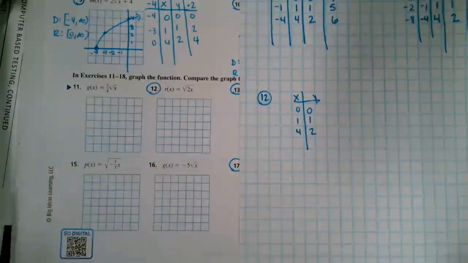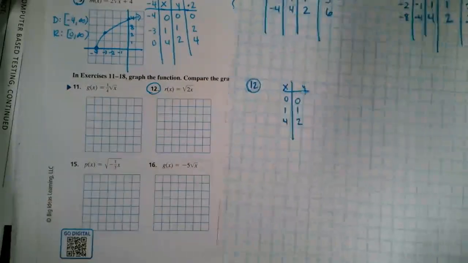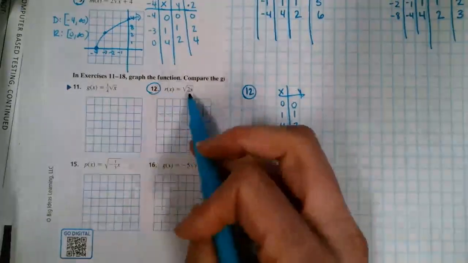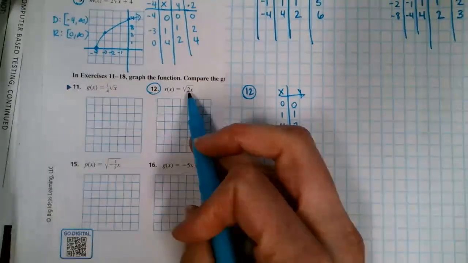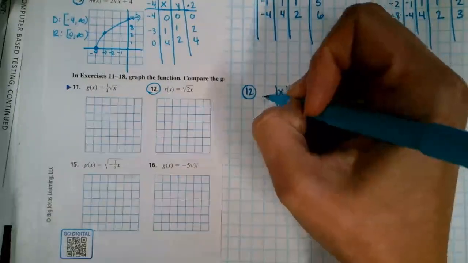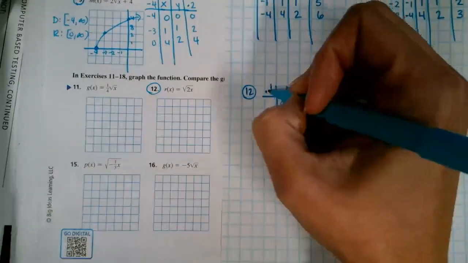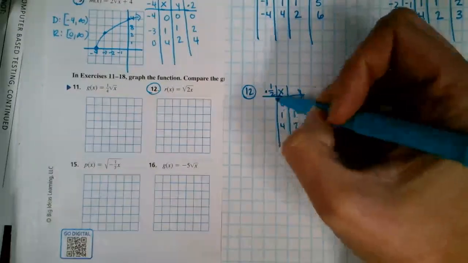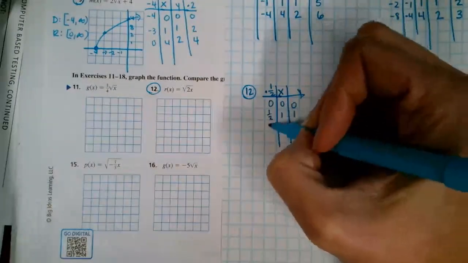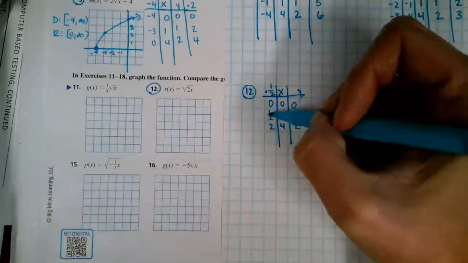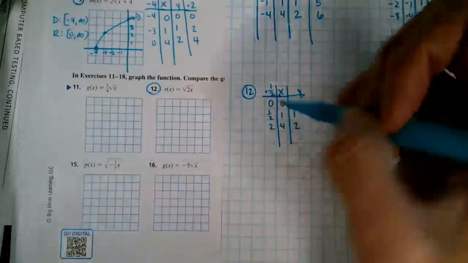Okay, for this section, we're going to graph and we're going to compare. So we're going to do number 12 first. Number 12, we got a 2 on the inside. Remember, when it's on the inside, it impacts the x's, and we're going to use the reciprocal. So we're going to multiply by 1/2. Right, so this is going to be 0, 1/2, and 2. So the points that we're going to plot are (0, 0), (1/2, 1), and (2, 2).